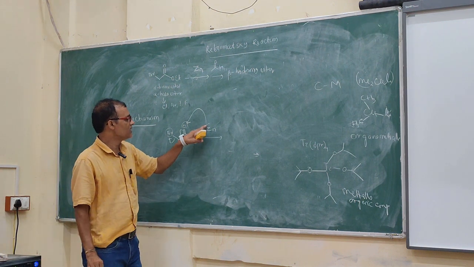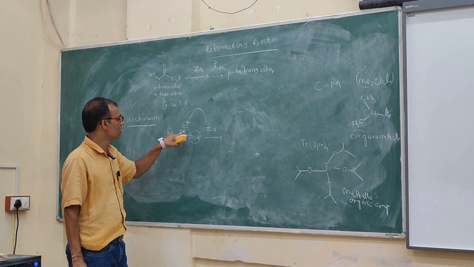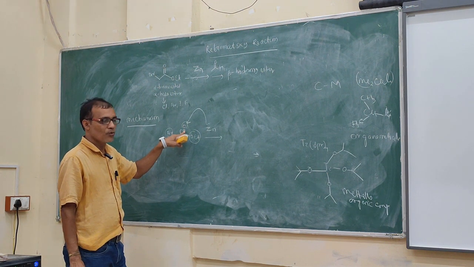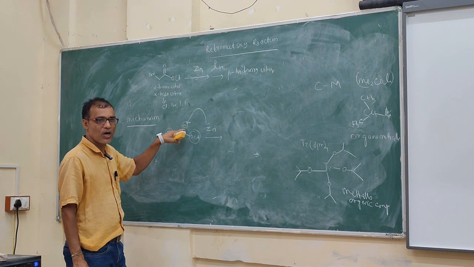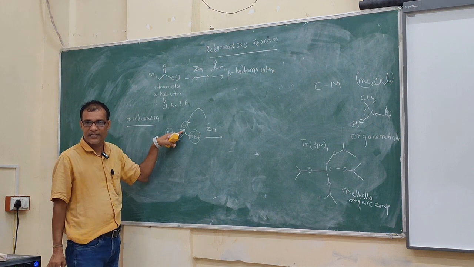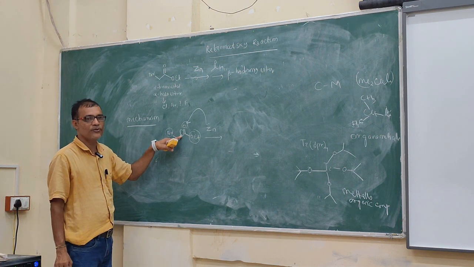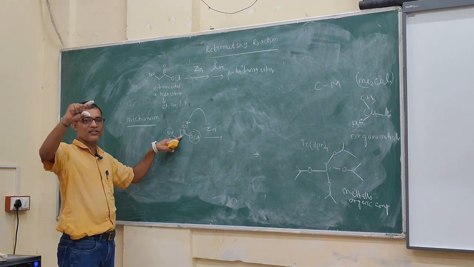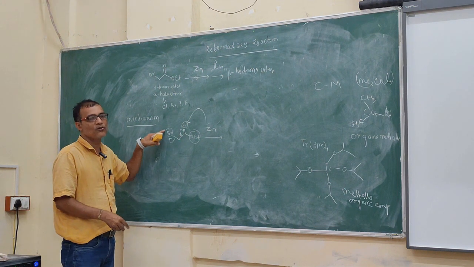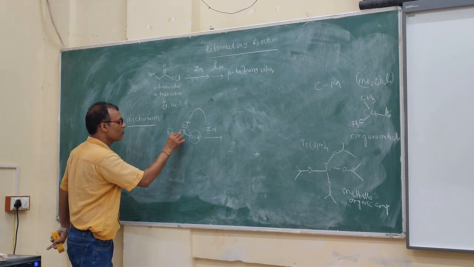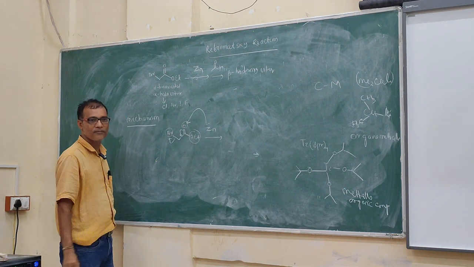That means zinc will bond with oxygen. Oxygen initially has how many bonds? Two. When zinc bonds, it will be three. So one bond has to be removed or migrate. Which side will that one bond go? If someone is there, that will go as minus, taking that bond pair, and bromine can go as minus. That means this bond we can polarize to here.